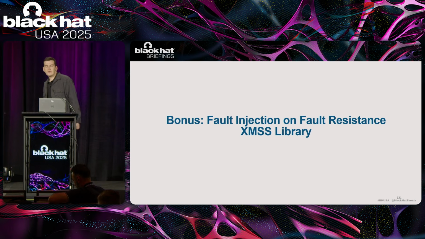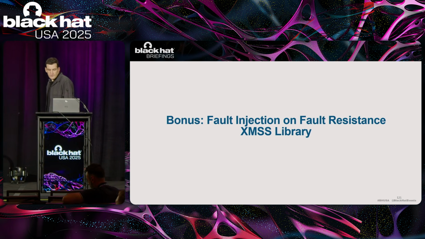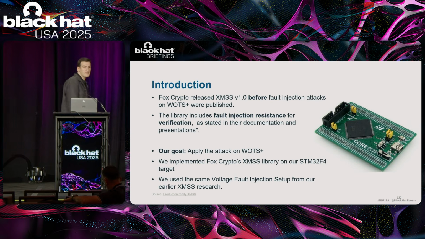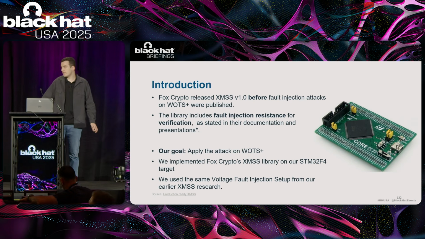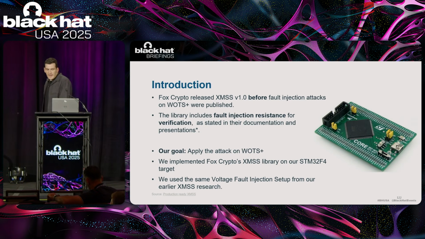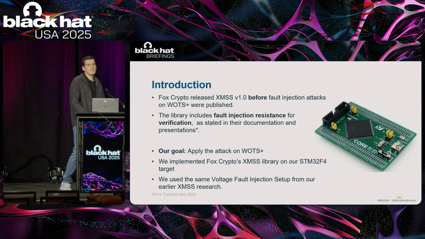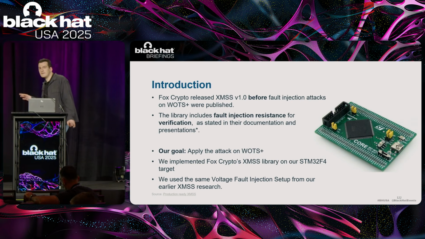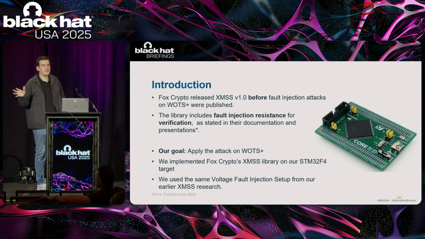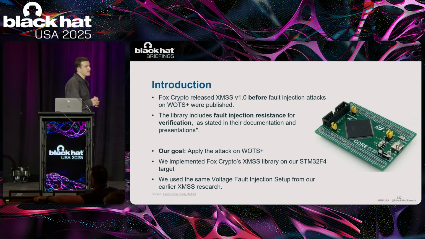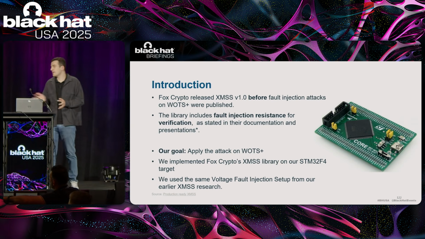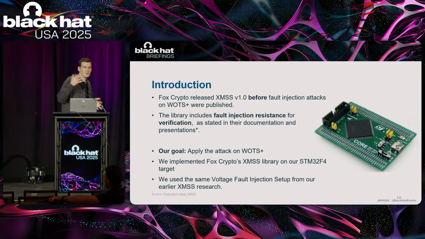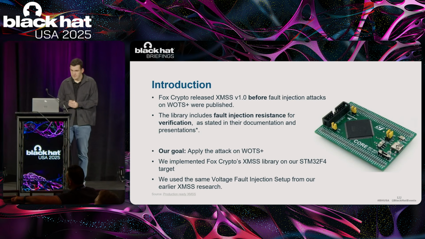Let's check the bonus content, which is fault injection on a fault-resistant XMSS library. Until now, we only attacked public libraries that weren't written for fault injection resistance. This library is written for fault injection resistance. What this means is they are using a hardened memcompare, so you cannot just skip it with a single fault. They are checking a lot of things multiple times, sometimes 2, sometimes 3 times, to ensure you cannot bypass with a single fault. And they are also checking the return values and everything.